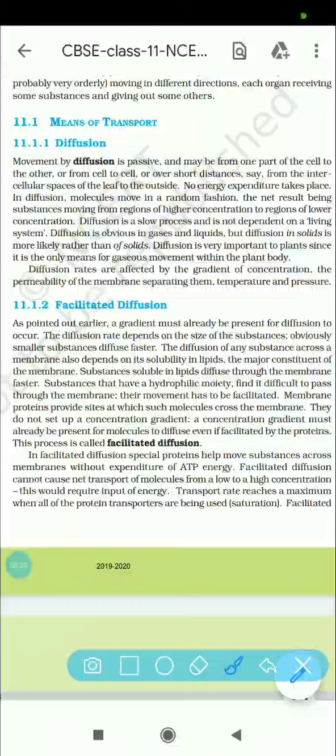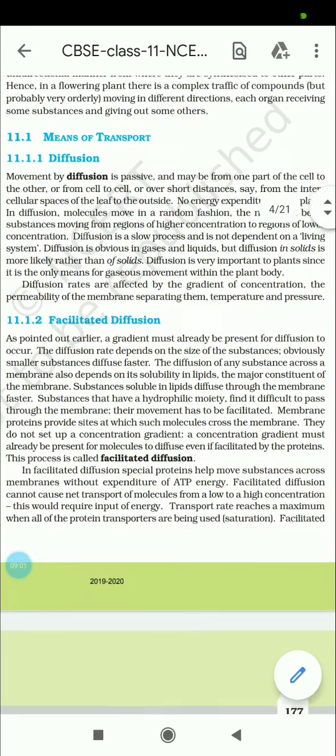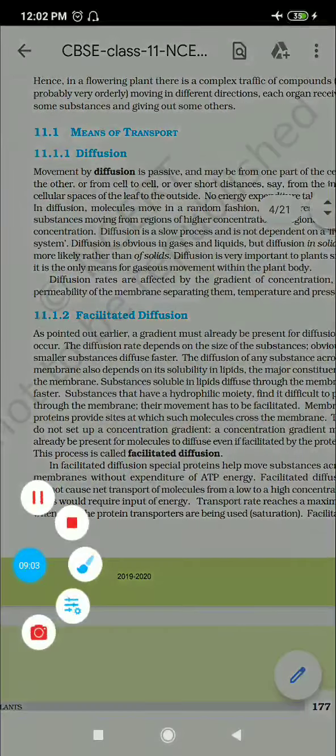That is the movement of anything for a short distance, from cell to cell or from the intercellular space of the leaf to the outside, but it is always in a random fashion and it will always move from the higher concentration to lower concentration, as you have discussed in the chapter on the cell. So it's a slow process, it is not dependent on a living system.